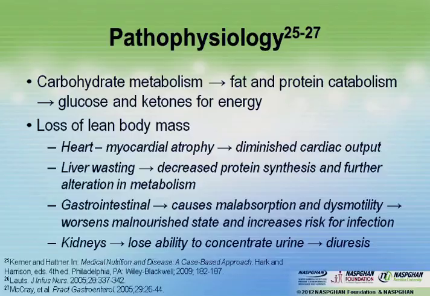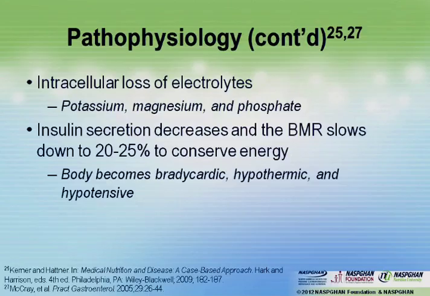There is an intracellular loss of electrolytes. Our favorite three with regard to refeeding syndrome: potassium, magnesium, and phosphate. And insulin secretion decreases because insulin is an anabolic hormone, and the BMR slows down by 20 to 25% in an effort to conserve energy. So you become bradycardic, hypothermic, and hypotensive.